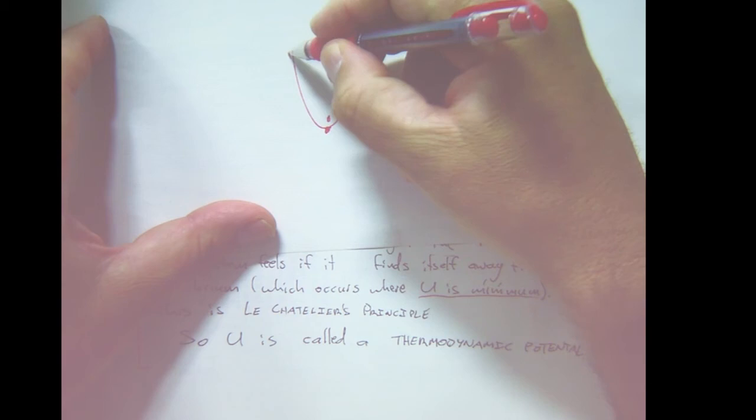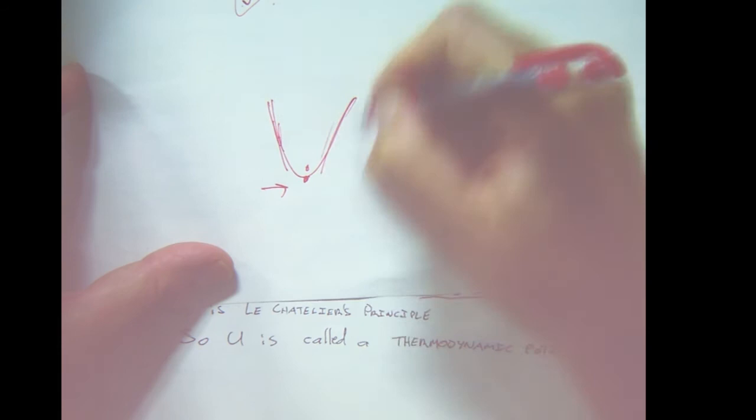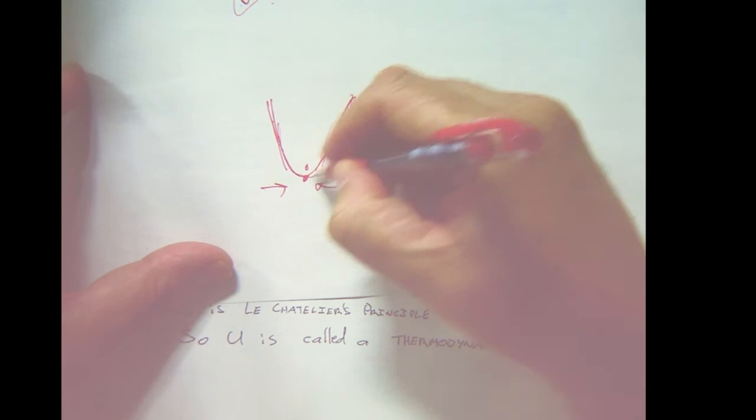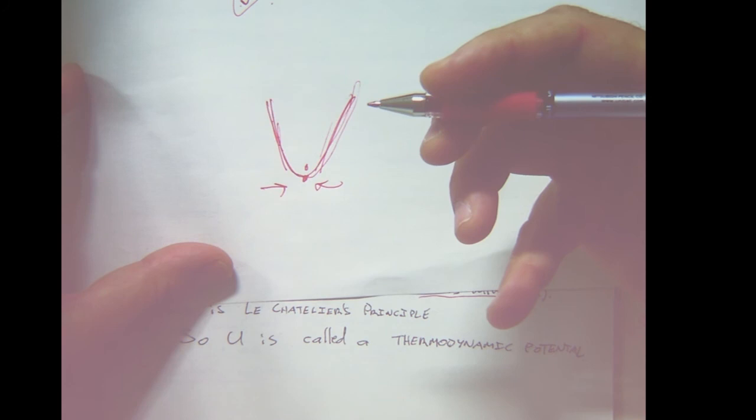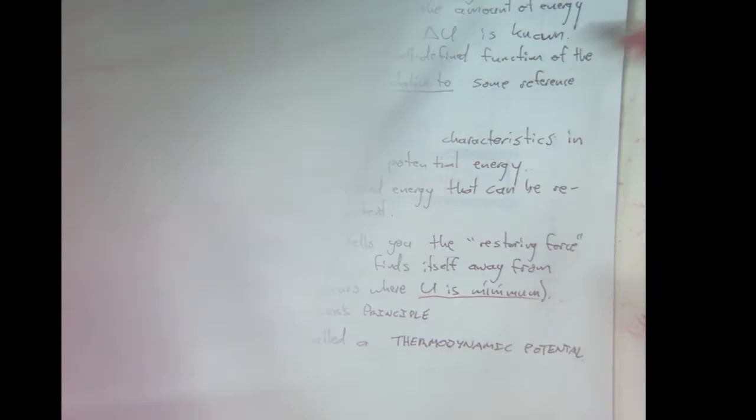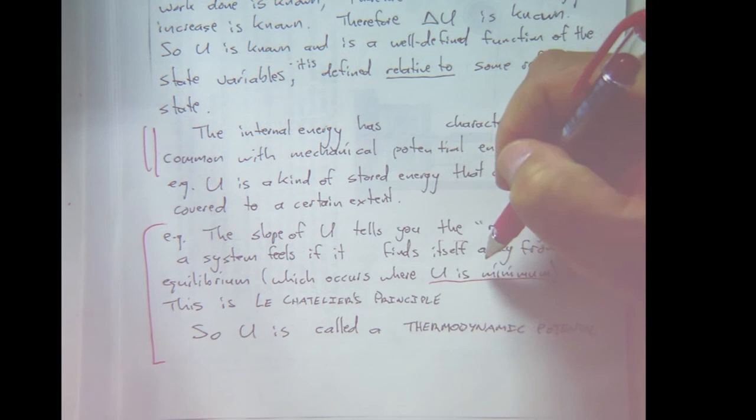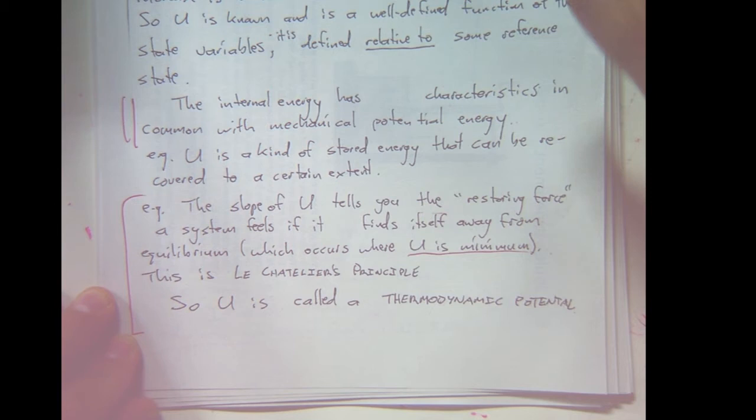and it tends to make the system go back that way, this slope is positive and tends to make the system go back that way, just like a potential energy curve, a spring, for example, around equilibrium. This is Le Chatelier's principle. We don't use this at all this semester, but it's very important in phase transitions. So that's why U is called a thermodynamic potential.